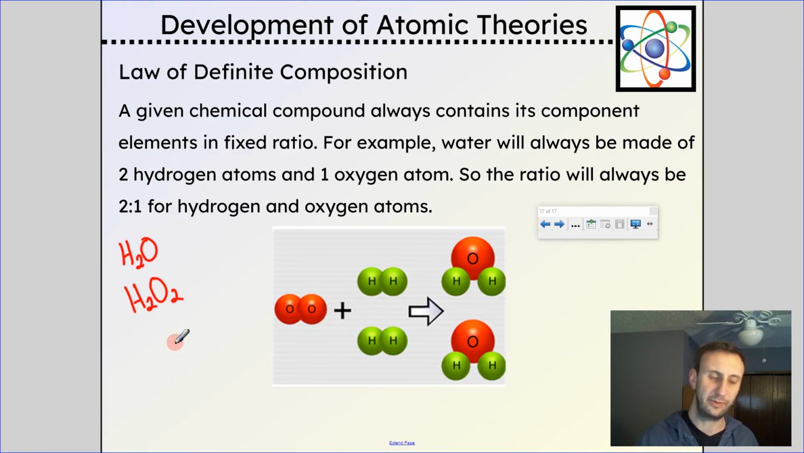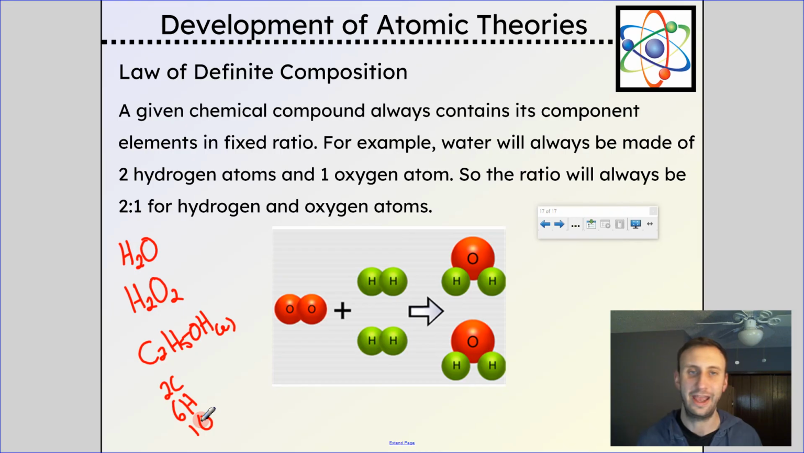Another example, let's say we're talking about something like ethanol, alcohol, C2H5OH is the formula for alcohol. So for alcohol, I'm always going to have 2 carbon atoms, 6 hydrogen atoms, and 1 oxygen atom. And that ratio of 2 to 6 to 1 is how I get alcohol or ethanol. So that's the law of definite composition.